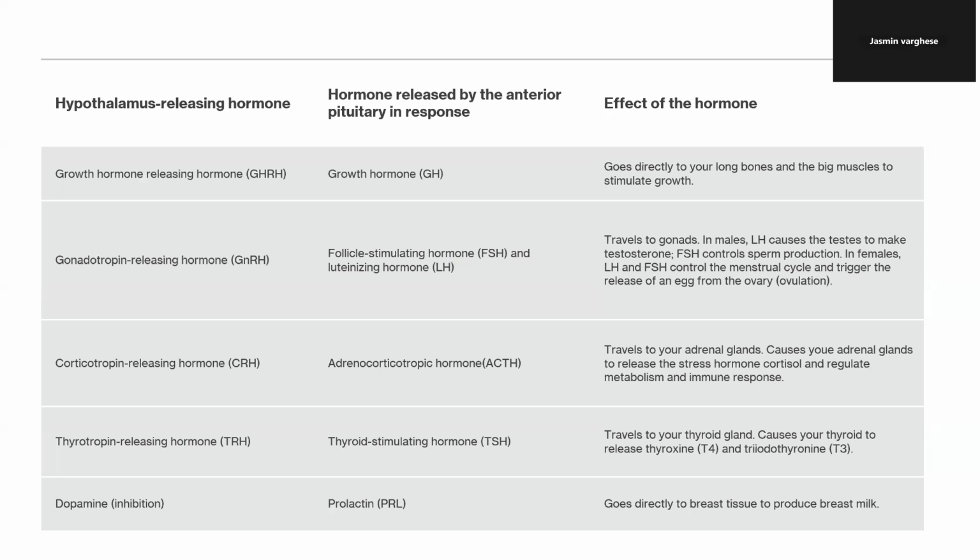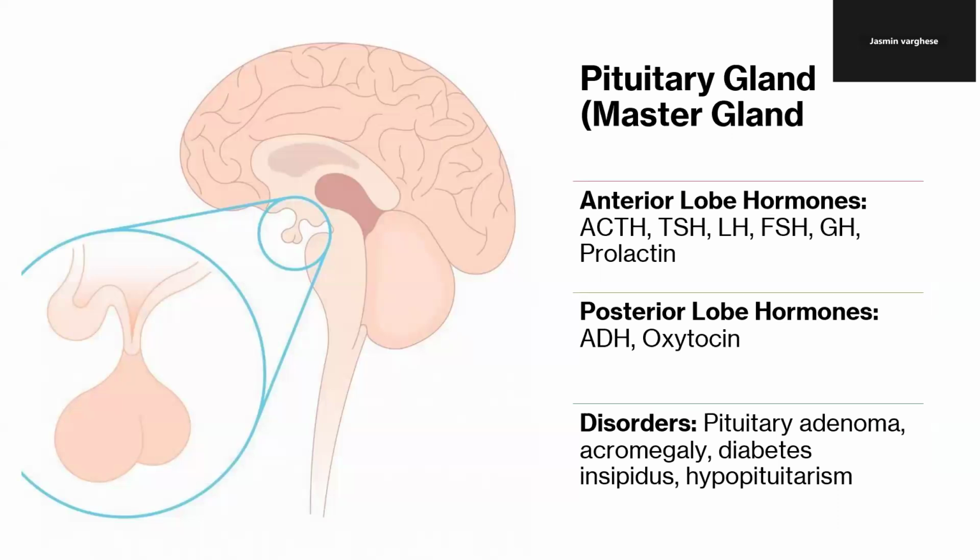Our next gland is the pituitary gland. The pituitary gland has two lobes: the anterior lobe and the posterior lobe. The anterior lobe releases hormones like ACTH, TSH, LH, FSH, and GH. The posterior lobe also releases some hormones, known as ADH and oxytocin. The major disorders seen in pituitary abnormalities are pituitary adenoma, acromegaly, diabetes insipidus, and hypopituitarism. All these disorders we will discuss in detail in another video.